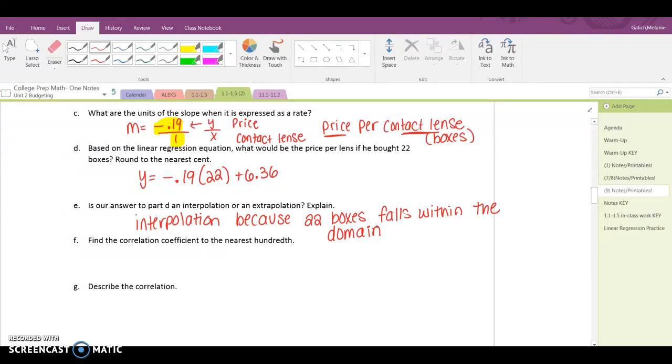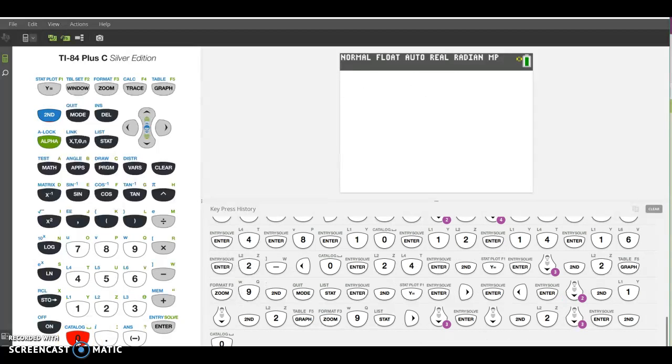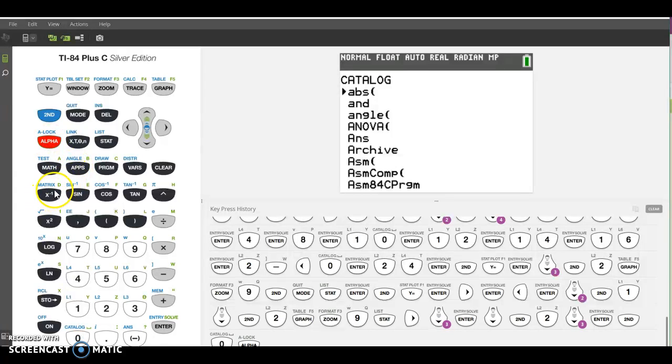Now part F says find the correlation coefficient to the nearest hundredth. The correlation coefficient is that R value that I was talking about. If you already have the R value, you already know what yours is: R equals negative 0.98. If you don't have that yet, you need to go to second, down to 0 for catalog. We have to go to something called diagnostic on. To get there quickly, hit alpha and then this D button, the third one down from alpha.